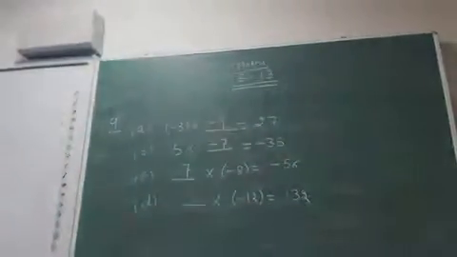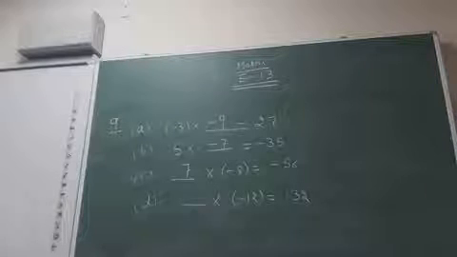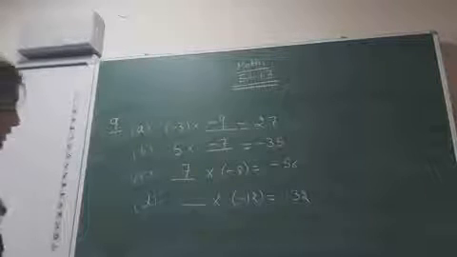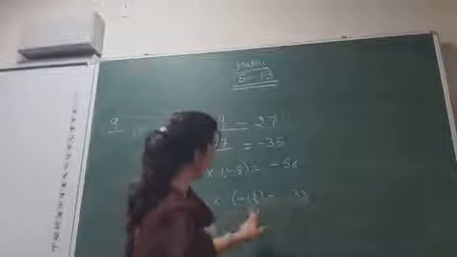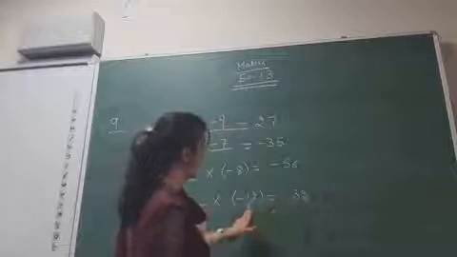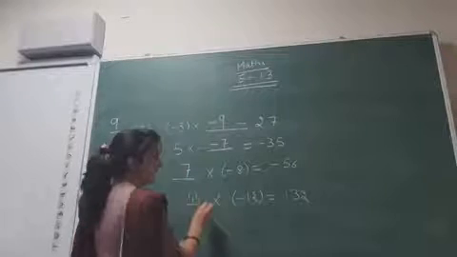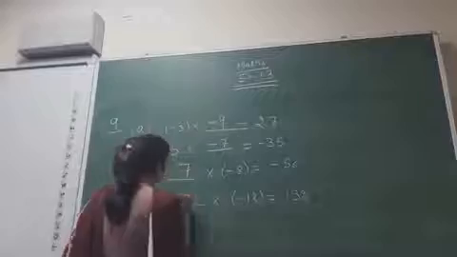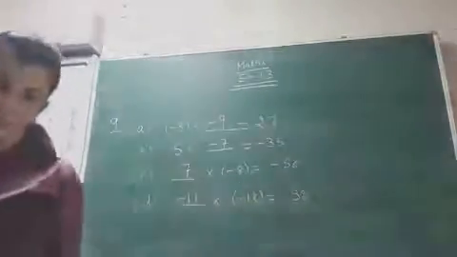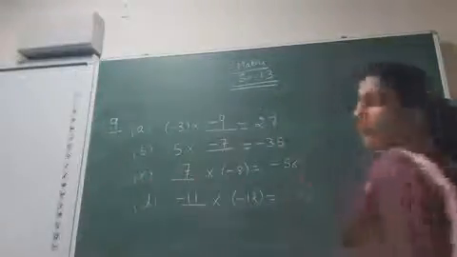Now our fourth part is blank multiply minus 12 is equal to 132. We divide 132 by 12 we get 11. Here is minus and here is plus, so it should be minus. So thank you.